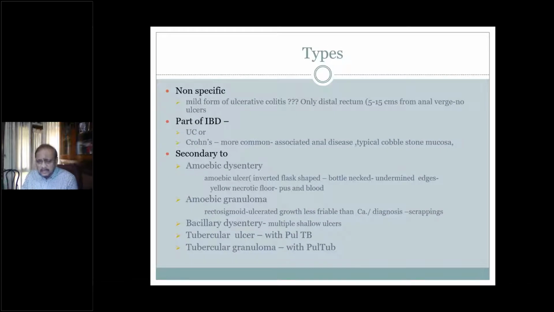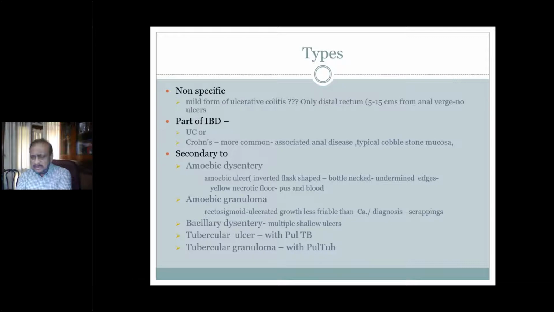As for the types, the most common is probably the non-specific type, which is a mild form of ulcerative colitis, limited to the distal rectum, about 5 to 15 centimeters from the anal verge. No ulcers are seen in this mild form of ulcerative colitis, in contrast to full-blown ulcerative colitis, where you find those ulcers. Second, it could be part of IBD, a full-blown ulcerative colitis, or Crohn's disease.